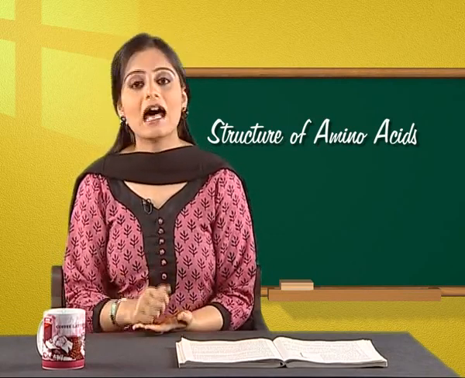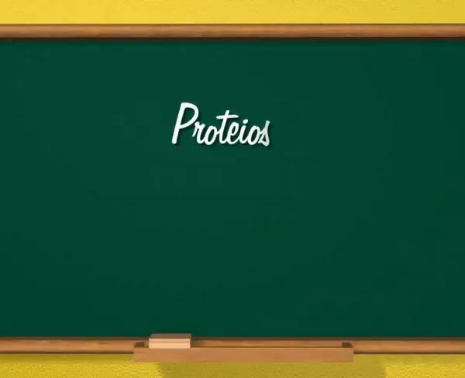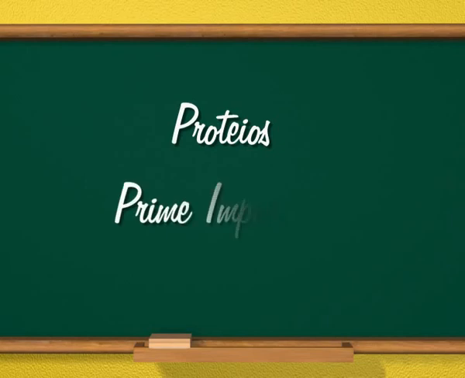Proteins are polymers of amino acids. All proteins contain the elements carbon, hydrogen, oxygen, nitrogen and sulfur. Some of these may also contain phosphorus, iodine and traces of metals like iron, copper, zinc and manganese. The name protein is derived from the Greek word proteus, meaning of prime importance.